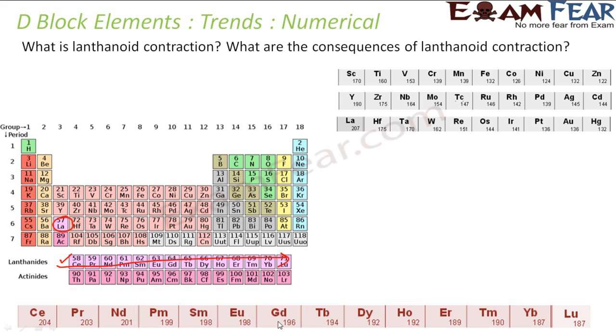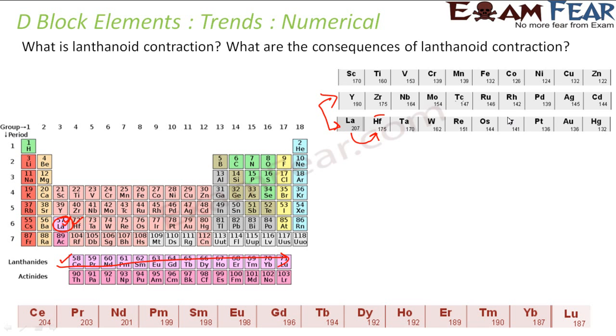This decreases a lot. And with this, what happens if you compare the size of lanthanum and hafnium? If you see, there is a huge difference from 207 to 175. So element number 72, the atomic size is very less. And with this, there are consequences. The consequences are the properties of second and third transition series are almost same. These two, the properties are almost same because the size is almost same.